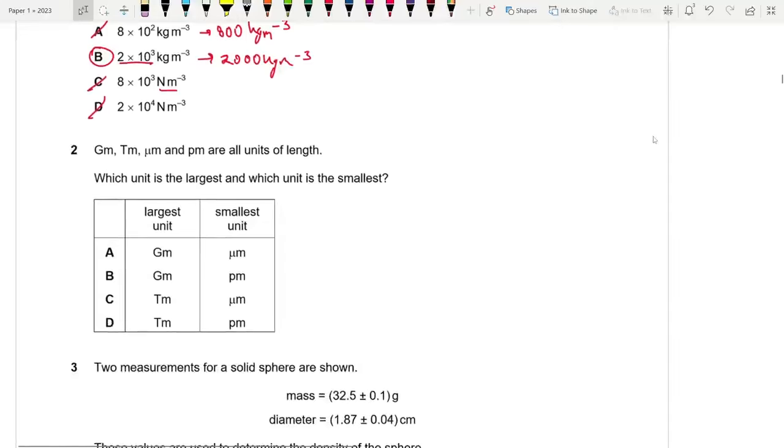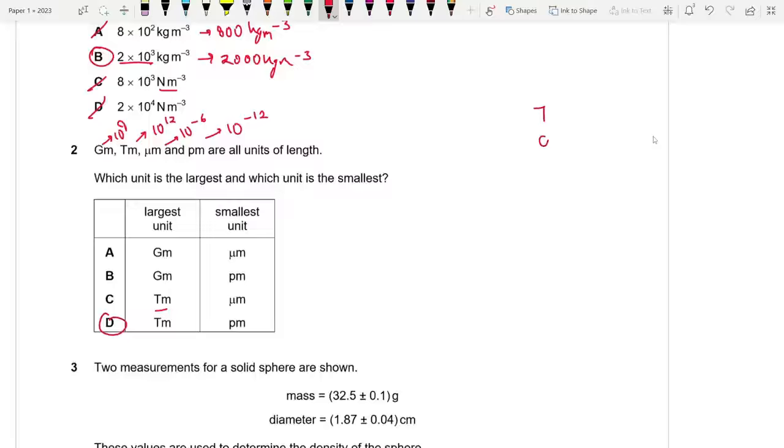Next, these are all units of length. We know that giga is 10 to the power 9, tera is 10 to the power 12, micro is 10 to the power minus 6, and pico is 10 to the power minus 12. So which is the largest unit? Obviously tera. And which is the smallest? It's pico. So 2 has to be D. Do you want me to write all of them down?